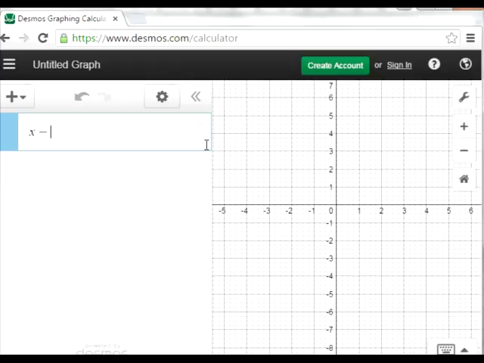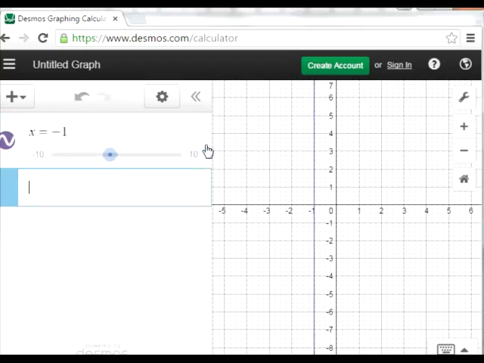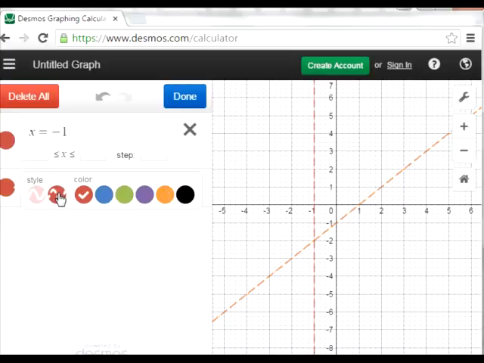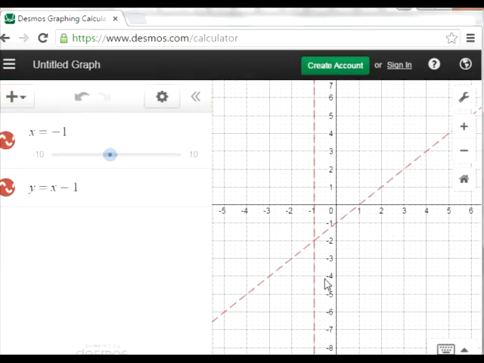x cannot equal negative 1. And then we're going to say y cannot equal x minus 1. Now I'm going to make these both asymptotes, so I'm going to make them dotted lines. And those are the asymptotes. Now, as far as this graph on the right goes, the y-intercept is negative 1. It has a slope of 1, meaning you go up 1, right 1, up 1, right 1, up 1, right 1. So let's go through how we're actually going to graph the rest of this right now.